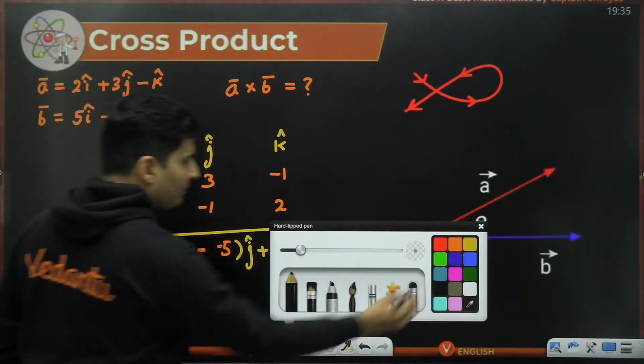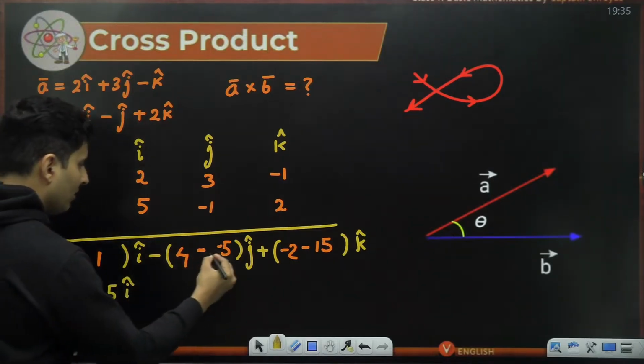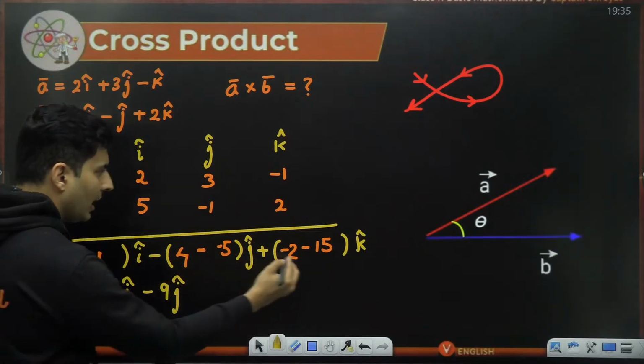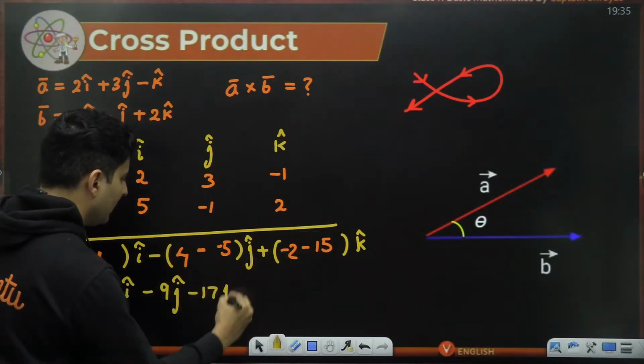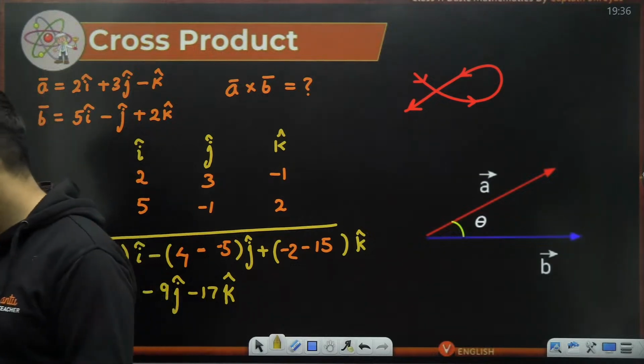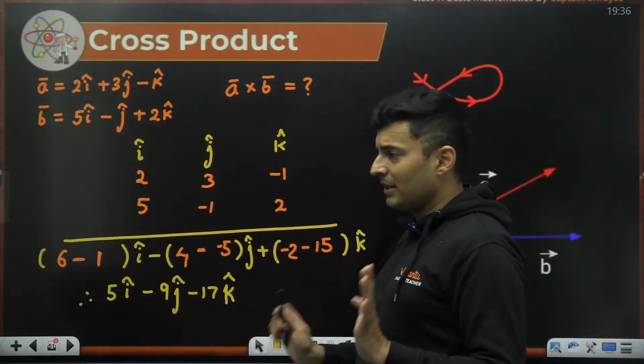Now the next step is just solving them. What is 6 minus 1? That is nothing but 5. 4 plus 5 is 9. So minus 9 j cap. And this is minus 17 k cap. That is your answer, guys. Got it? Isn't it simple with determinant method?